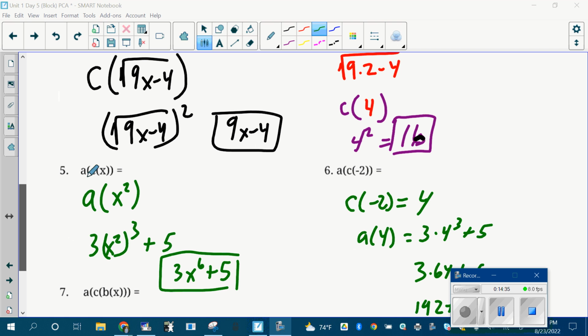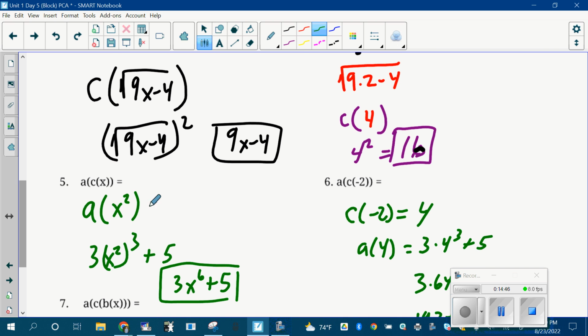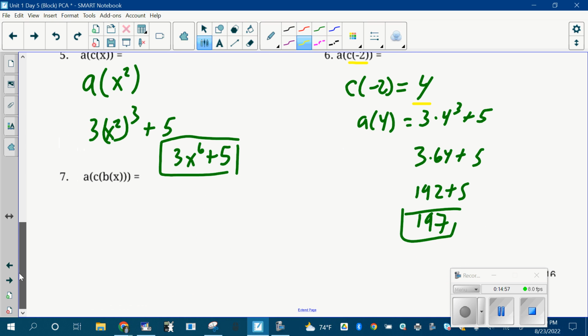Okay. For 5 here, a of x squared. Because c of x is x squared. Sticking x squared into a, I get 3x to the 6 plus 5. For number 6, I'm actually sticking a number in, so I'm going to stick negative 2 into C. I'm going to get out 4. That's what I'm going to then stick into A. Got to do a little bit of arithmetic here. You got 197. Please make sure you're practicing the arithmetic without your calculator. We can skip 7. Cool.